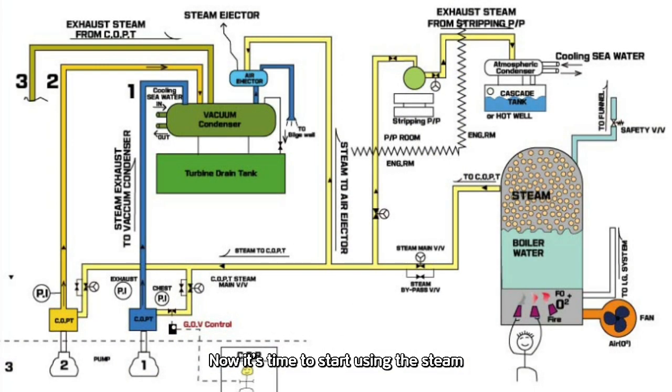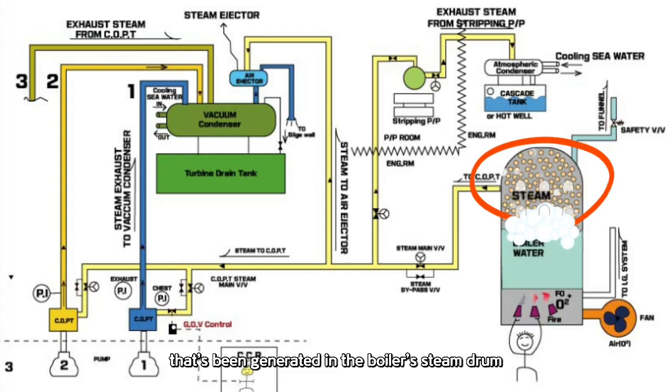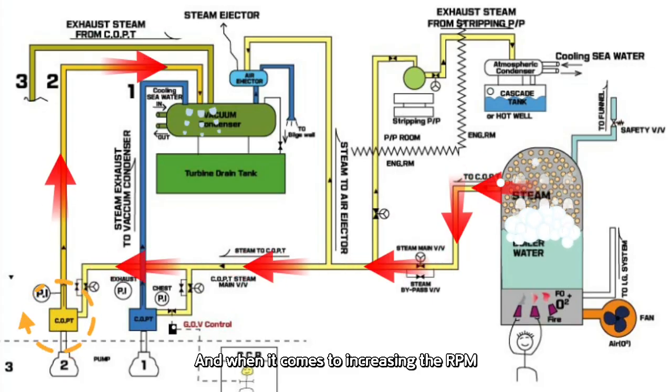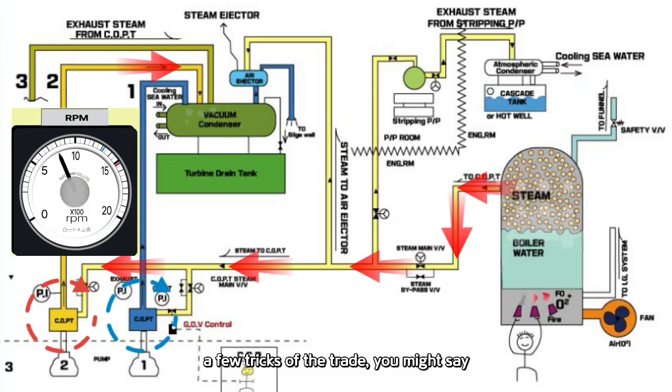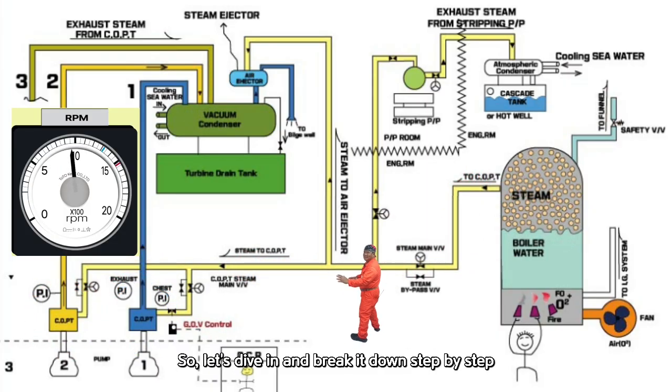Now it's time to start using the steam that's been generated in the boiler's steam drum. And when it comes to increasing the RPM, you'll need a bit of technique, a few tricks of the trade, you might say. So let's dive in and break it down step by step.